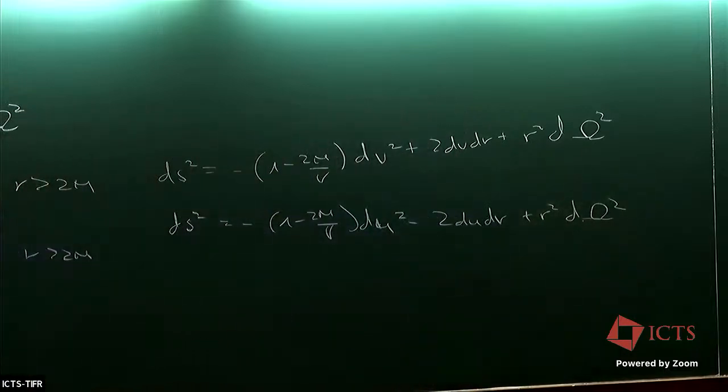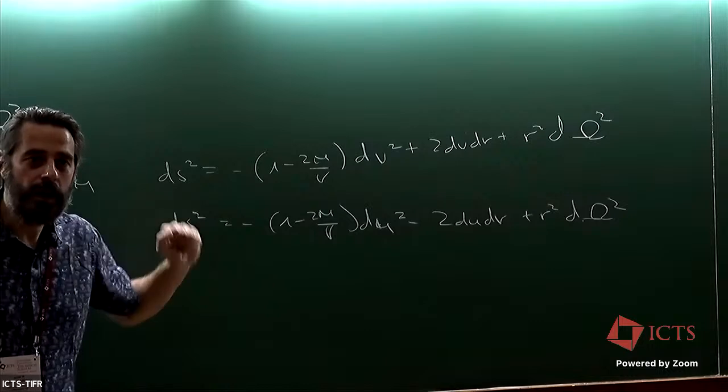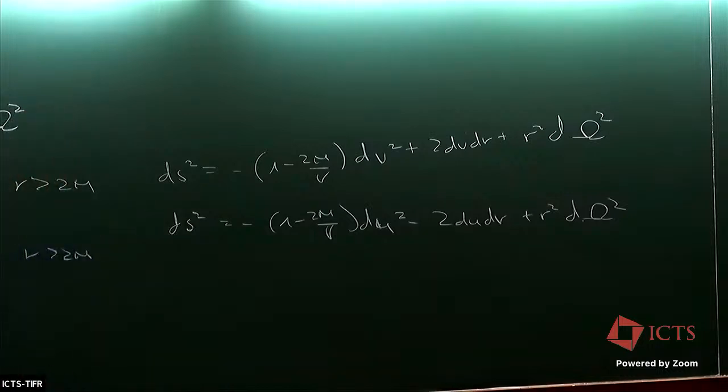Each of these sets of coordinates, the v, theta, phi or the u, theta, phi, offers a different extension of Schwarzschild, right? Both line elements that I've written down are regular at r equals 2m, and that's how they offer the extensions. r equals 0 is singular in both cases.